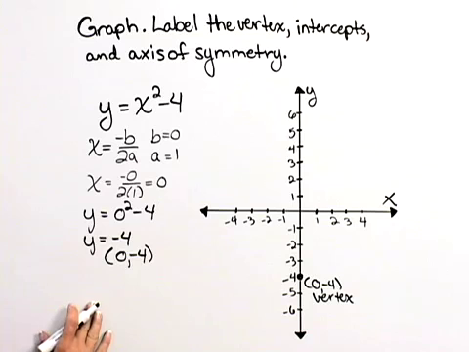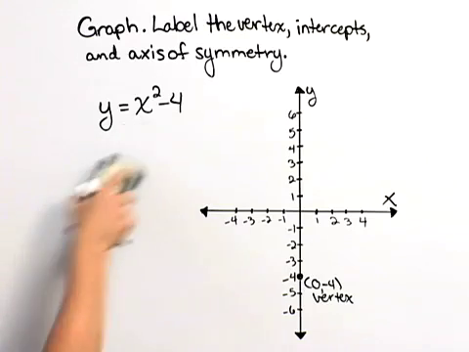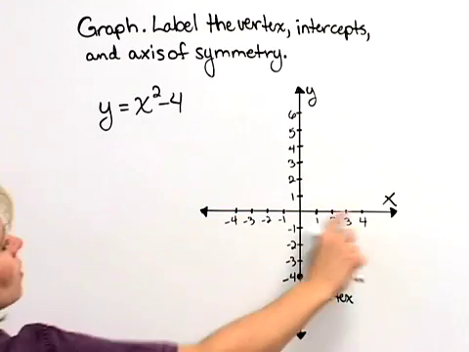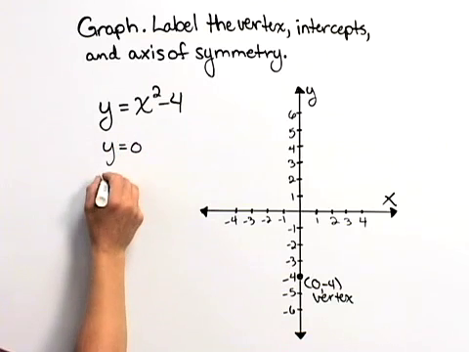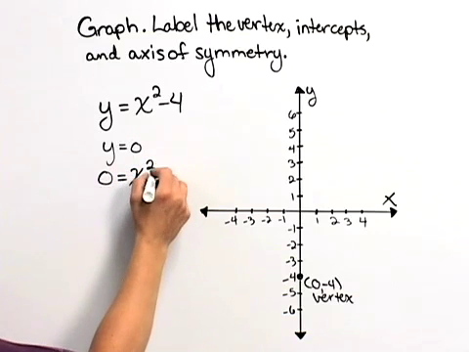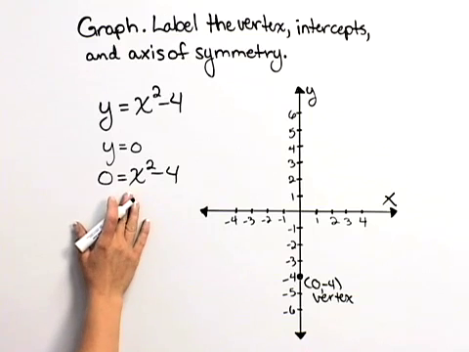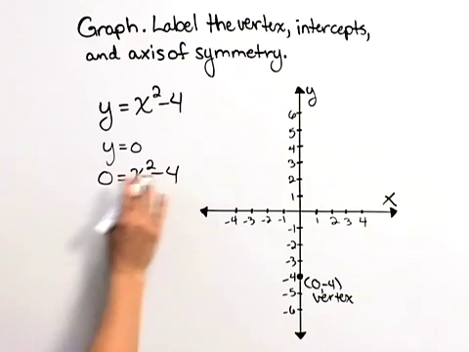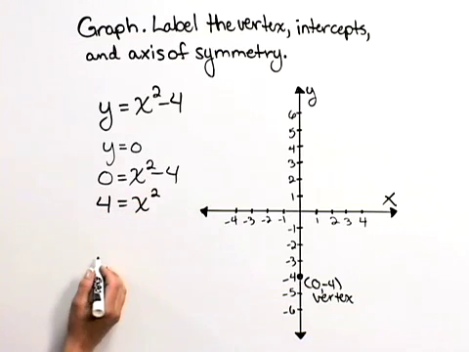Now let's find our x-intercepts. Notice that when you are looking for x-intercepts, the y value on the horizontal axis is 0. So we're going to let y equal 0 and solve. That makes 0 equal to x squared minus 4. I can use the square root property to solve this. If I add 4 to both sides, I get 4 equals x squared.